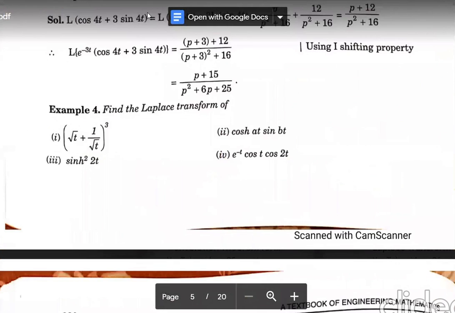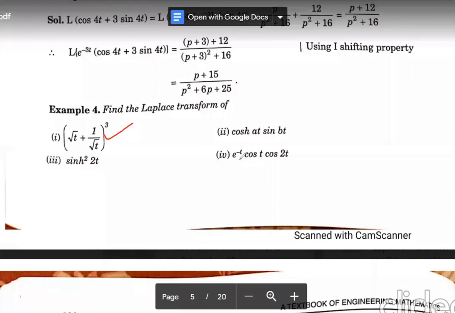Similarly here also, very simple. That is the Laplace transform of this: break it, (a plus b) whole cube, then here cos hyperbolic at into sine of bt. See how you can separate it, because you don't know the formula for cos hyperbolic at into sine bt. So how will you use the trigonometric formulas here so that you can separate it into single terms, single trigonometric terms?